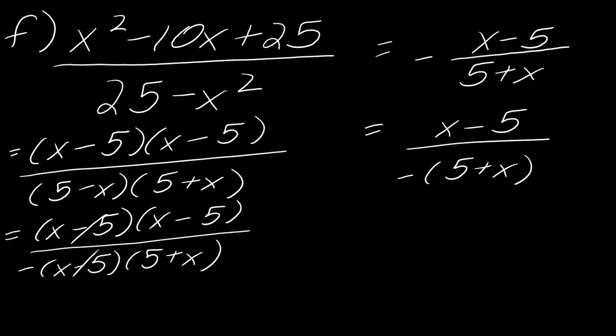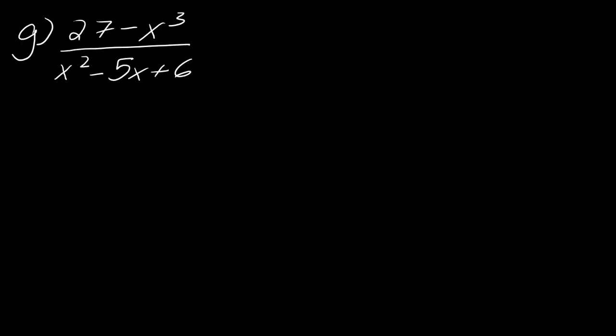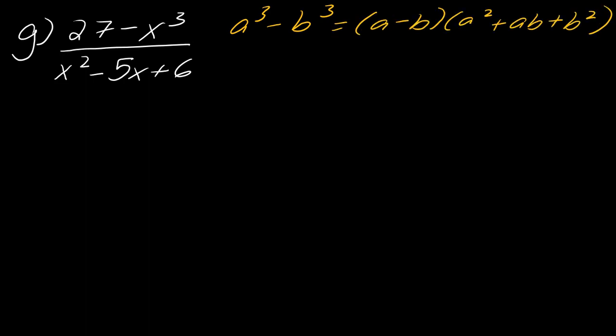Okay, so moving on to the next one. So now I've got 27 minus x cubed over x squared minus 5x plus 6. So just a reminder, this is the formula. We're going to use the difference of cubes. I will go ahead and write out that formula for you real quick in case you forgot it. I have other videos showing you how to actually use this formula if this is totally foreign to you, but this would be the formula that you're going to use to crack the factoring on this. So I'm going to go ahead and use this.